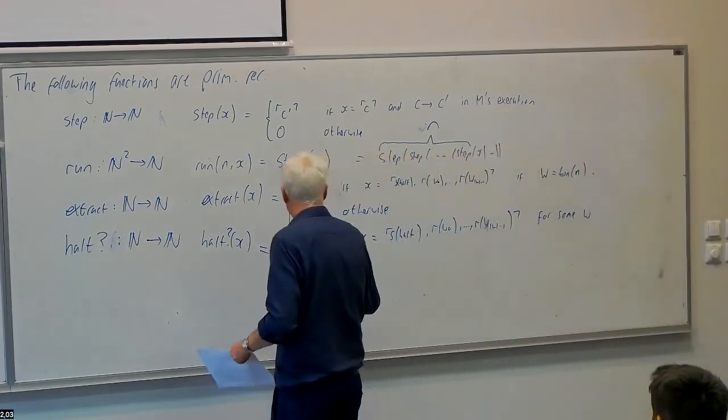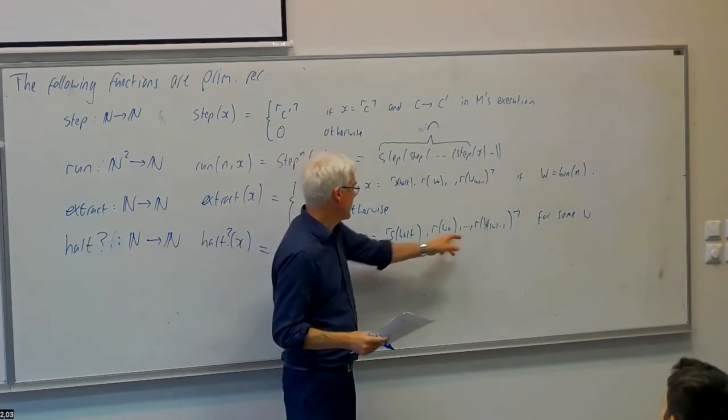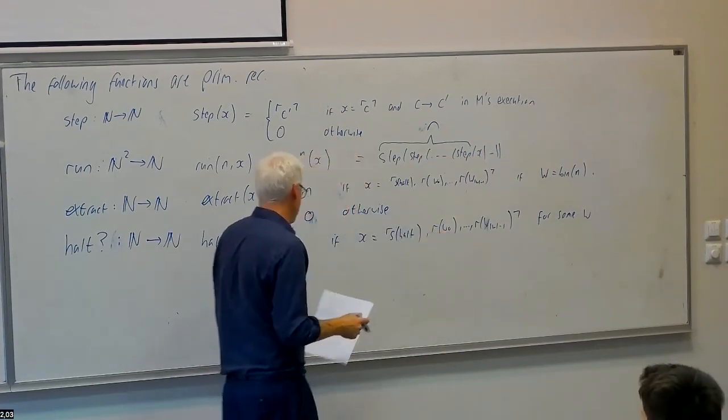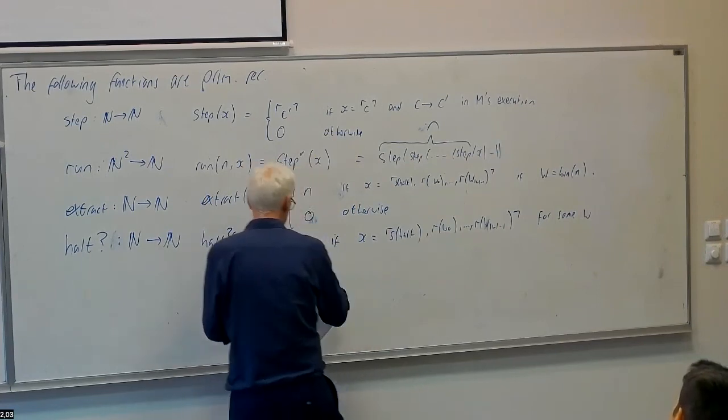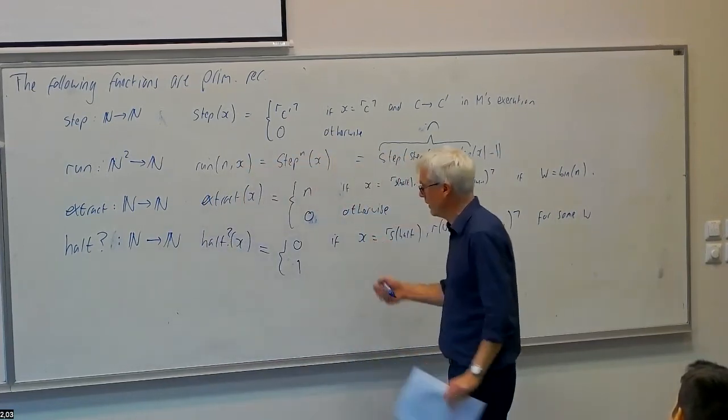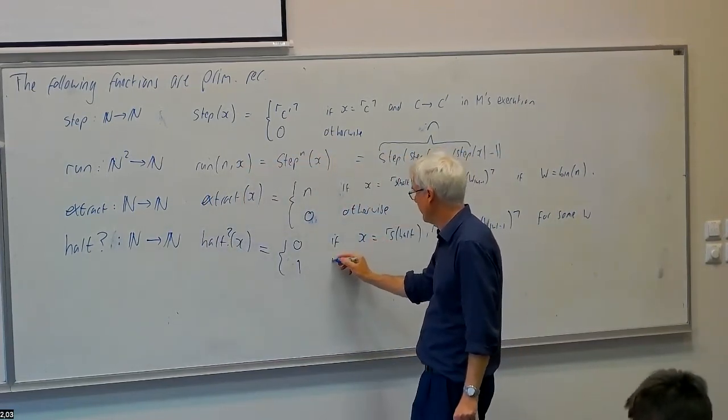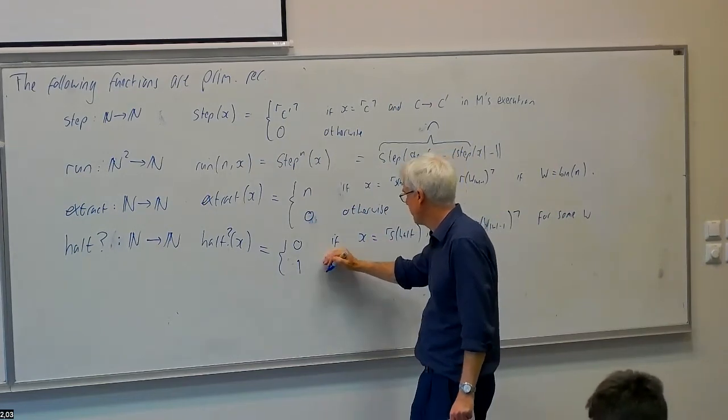And false. So this is if there is a legitimate halt state of the computation of the machine, and we'll return 1. So 0 means true, we're in a halt state, and 1 means false, if otherwise.